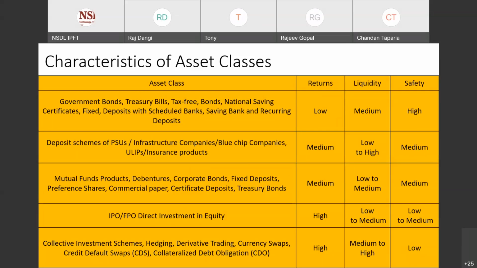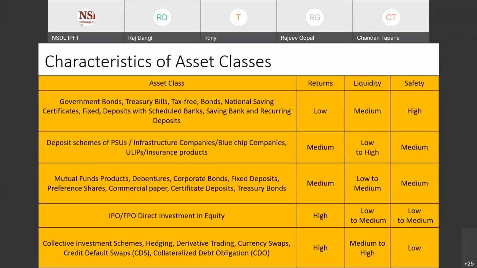Now, if you look at other asset classes, you can go with ULIPs, insurance products, infra companies, or blue chip companies. Return is medium, safety is medium, liquidity is low to high. You can go with mutual funds, debentures, corporate bonds, CP, CD, treasury bonds. Return is medium, safety is also medium. Then you can go with IPOs and direct equity investment. Return is high, safety is low to medium, liquidity is low to medium.